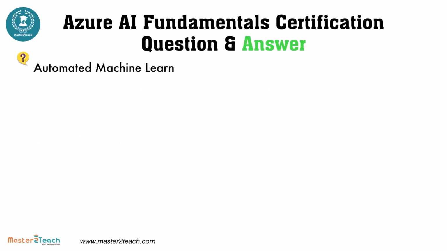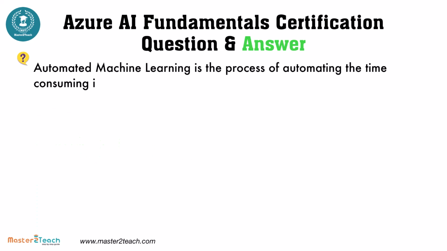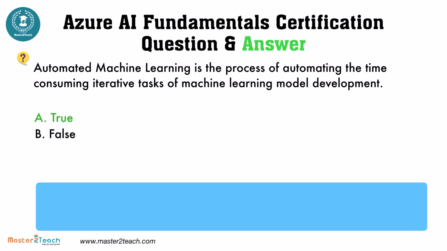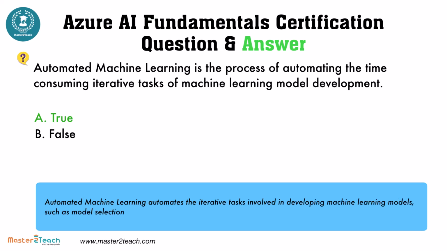Automated machine learning is the process of automating the time-consuming iterative tasks of machine learning model development. True or false? The correct answer is true. Automated machine learning automates the iterative tasks involved in developing machine learning models, such as model selection, hyperparameter tuning, and feature engineering, making the process more efficient.